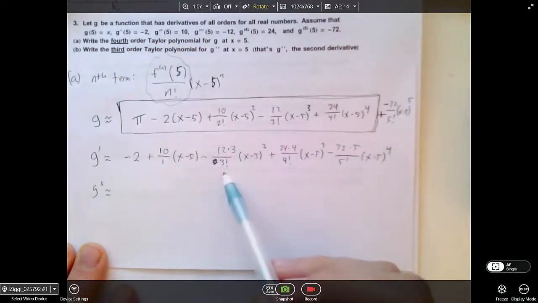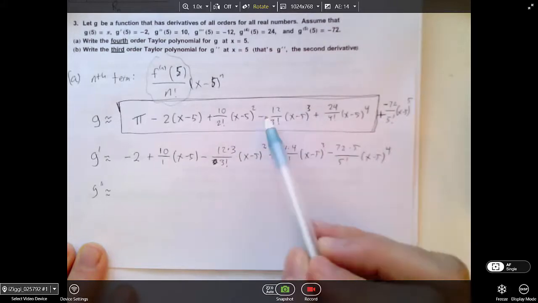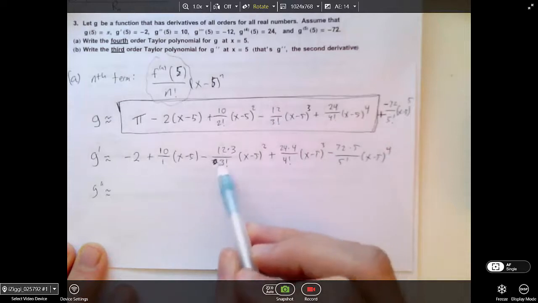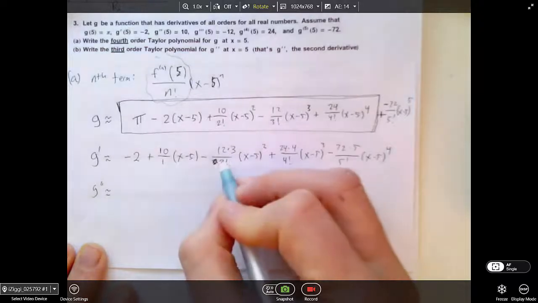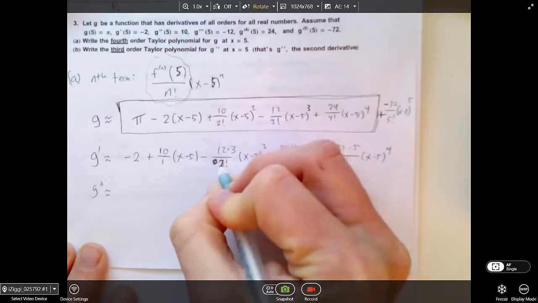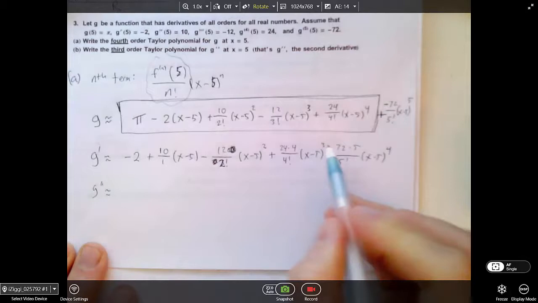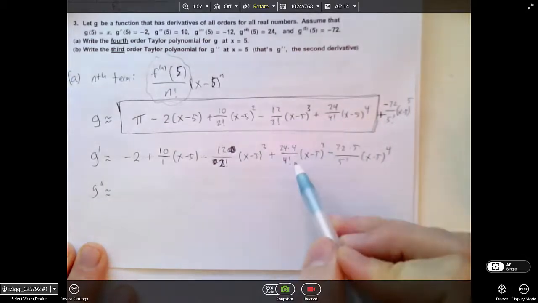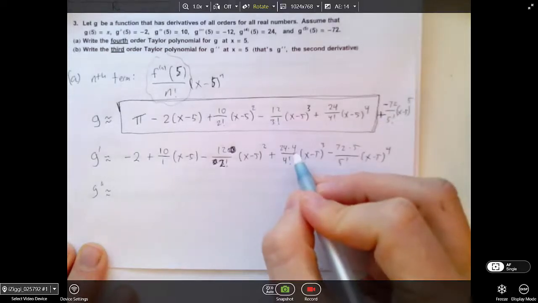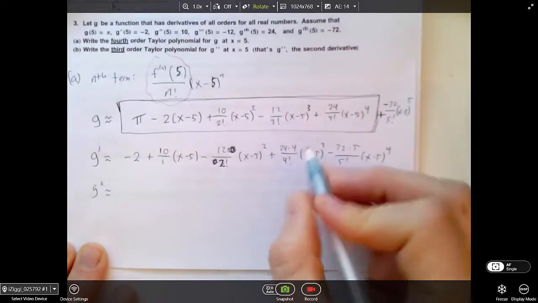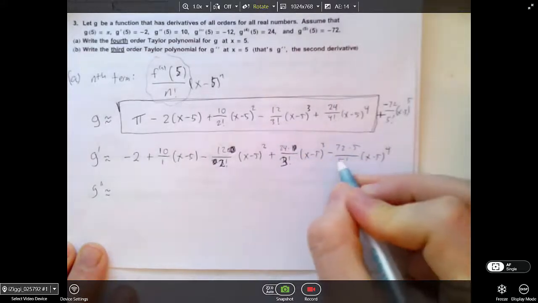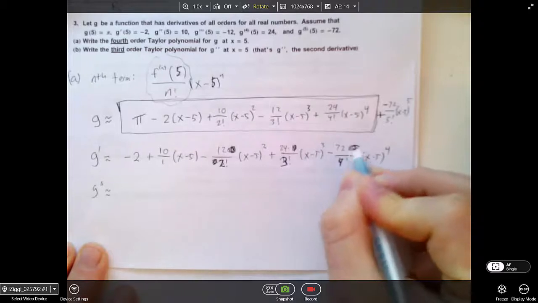For these ones, I didn't cancel yet, so let's just look at them. The 3 will come down, so I'll have 12 times 3 divided by 3 factorial. So if you have 3 factorial and you're only canceling that top number in the factorial, what you have left is 2 factorial when you cancel the 3. Here I've brought down the 4, so now I have 4 in the numerator and I have 4 factorial like I did originally in the denominator. And again, I'm canceling the 4 with the top number in the factorial, so that gives me 3 factorial. And then same thing here, that would give me 4 factorial.